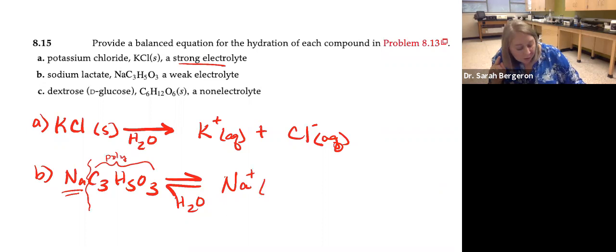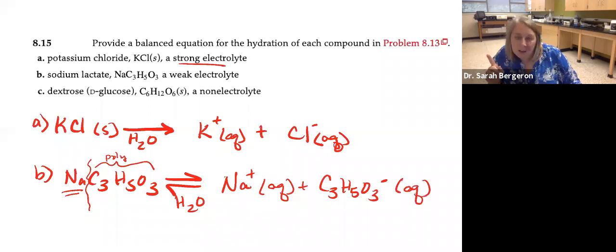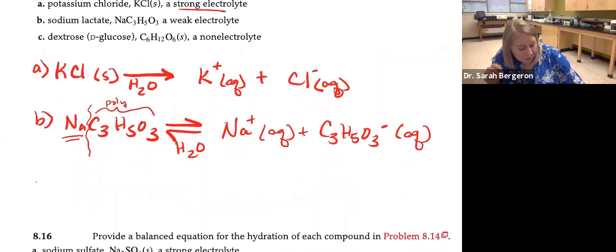Okay, so sodium's in group 1, so it forms a +1. And then our C3H5O3 forms a negative ion. You'd find that in the polyatomic ion chart, and it is aqueous. Okay. All right, C. It's our dextrose, C6H12O6.